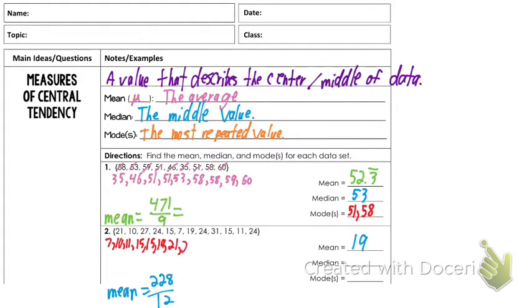21, 24, 24, 24, 27. There you go. And 31.